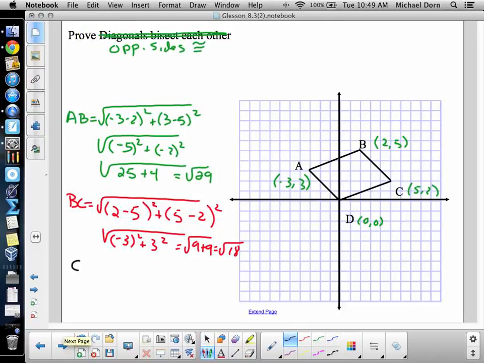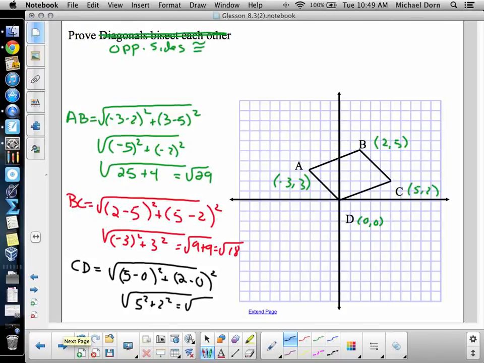Now I go on for CD. CD, the x's are 5 and 0, the y's are 2 and 0. The square root of 5 squared plus 2 squared, 25 plus 4, square root of 29. Aha. Those are congruent, aren't they?